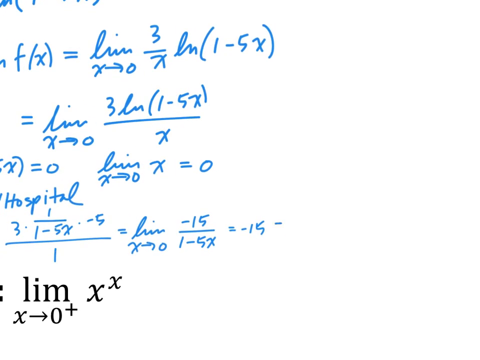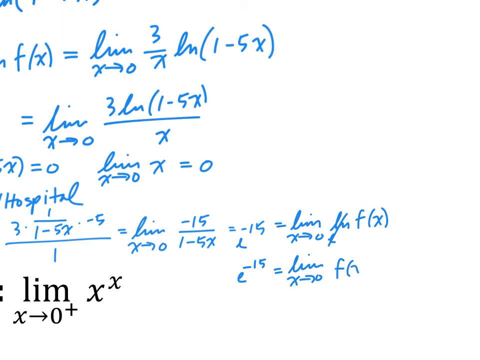However, if you recall, this is not actually the function. This is the limit as x goes to 0 of natural log of the function. So what we want to do as the last step is just raise both sides by e, because we are trying to find the limit as x goes to 0 of the function, not the natural log of the function.